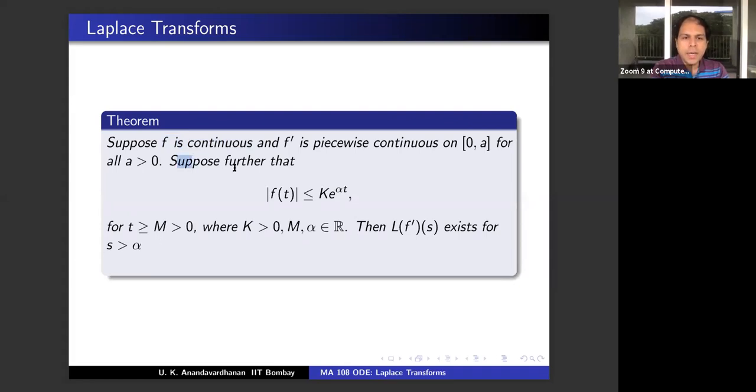Be careful here. Alpha is the order of the function f, not of f prime. But I am saying that L of f prime exists for s bigger than alpha. For the same alpha, am I claiming that f prime is of exponential order? No, I'm only claiming that f prime is piecewise continuous. I'm not saying that f prime is of exponential order. Without that, I'm saying L of f prime exists. And what is the formula for L of f prime? L of f prime at s is s times L of f minus f of 0. So here is a nice formula for L of f prime.